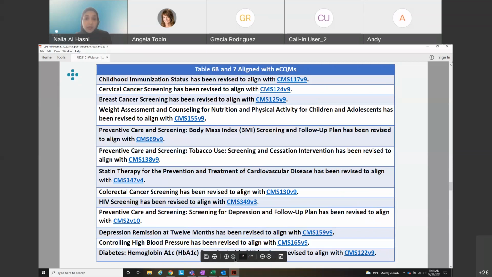These also help to be aligned with other national quality programs such as the National Quality Forum and CMS's QPP. In this table, we've also included hyperlinks to the ECQMs, so you can look at further detail for each of those. Next slide, please.